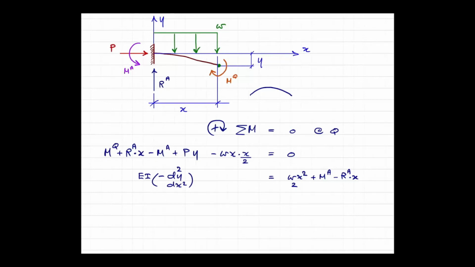Plus the P, but the y is below the x-axis, so we need to neutralize the sign for the y, so we have the minus y.